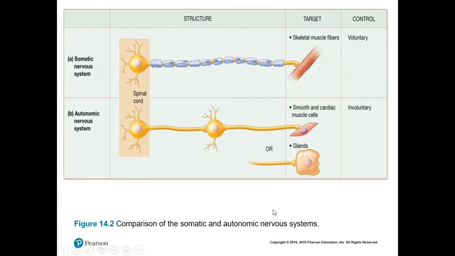Now, keep in mind, there are two divisions to the ANS: the sympathetic and the parasympathetic. These are going to differ in length depending on whether you're talking about the parasympathetic or the sympathetic division. The sympathetic division has, for example, shorter preganglionic neurons and longer postganglionic neurons, and the parasympathetic is different. They have longer pre and shorter post.